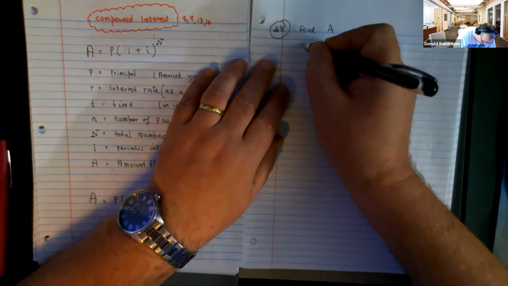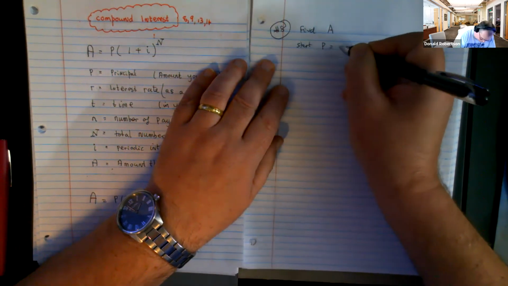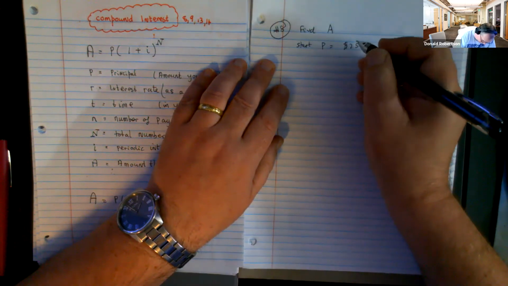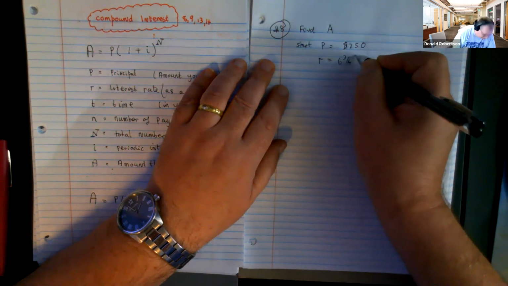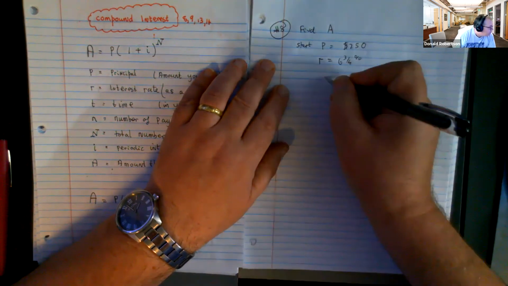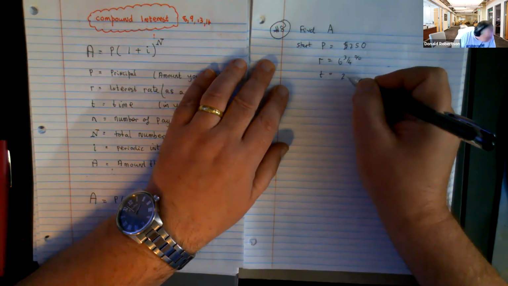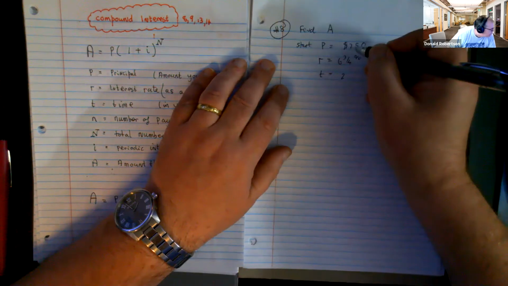And you start with, so that's P, with $250. The interest rate is 6 3/4%. And you're going to do it for 2 years. Is that the right one? That's not the right one. I apologize.